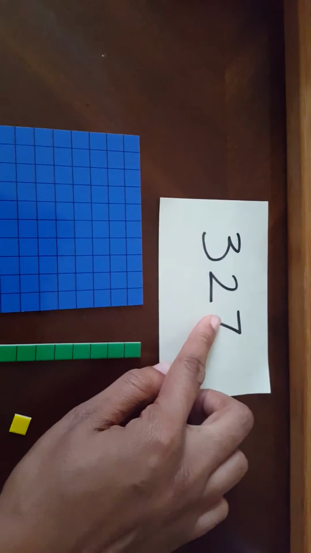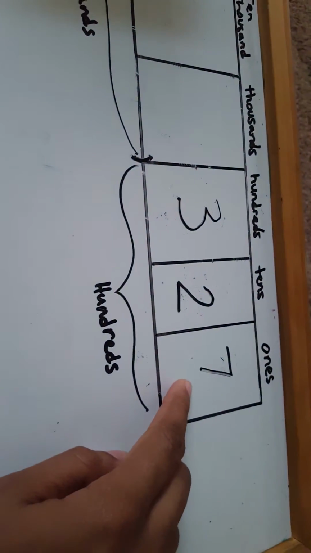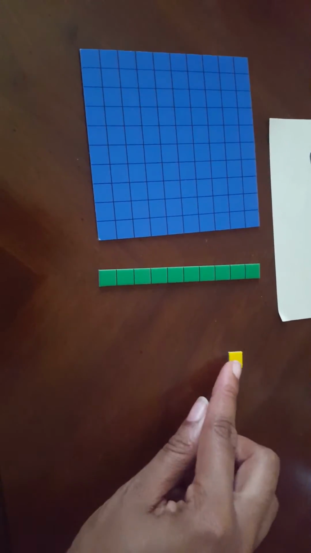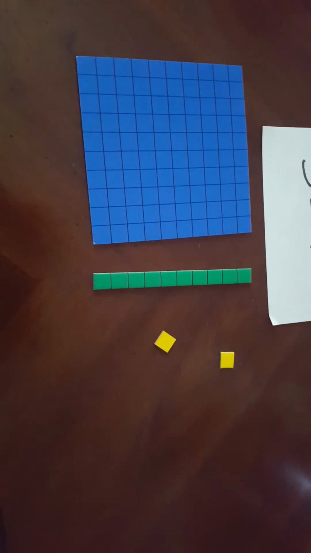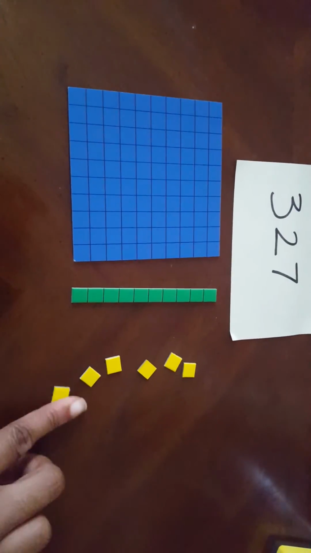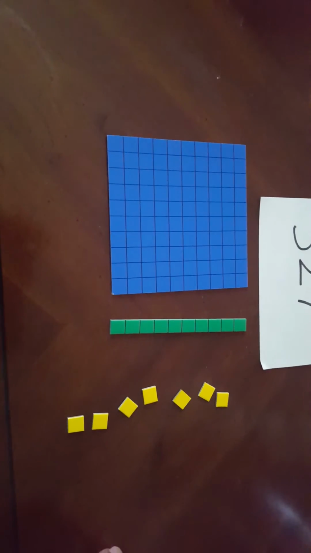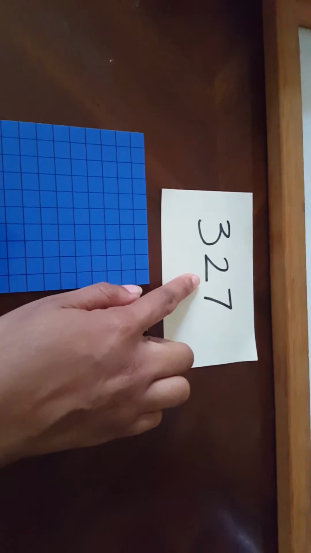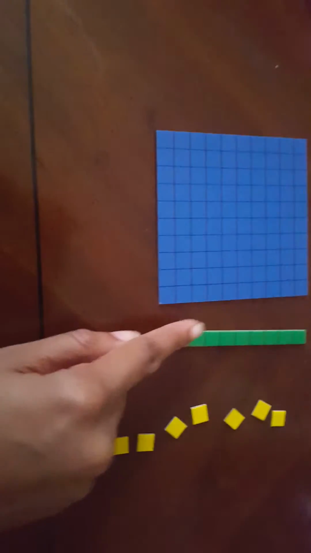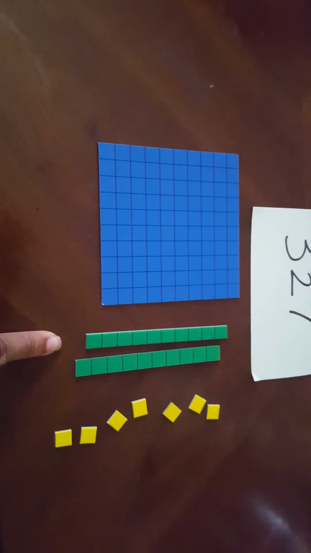Okay, so let's go ahead and build the number 327. As we saw earlier, the 7 is in the ones place, so that means we need to use our units. So let's pull out 7 of these units. We already have 1 here, so that's 1, 2, 3, 4, 5, 6, 7. There we go. To make the 20, we see that we have 2 in the tens place. So that means we have 2 tens rods. So we have 1 here, and we're going to add 1 more to make 2 tens rods.